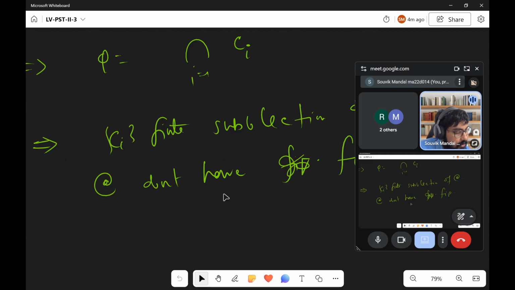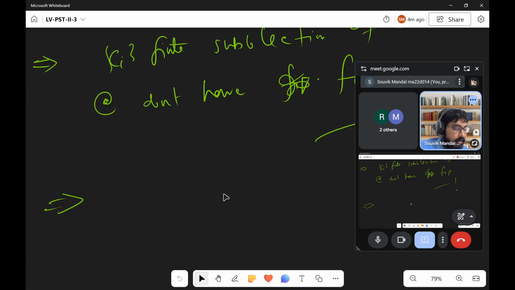But that contradicts the assumption that C has FIP, right? It's a contradiction. So that means our assumption was wrong. That means the intersection of the collection of C has to be empty. Is the argument clear? Yes or no? Sorry, it has to be non-empty, correct. So is the argument clear? Yes, sir. Please take your time, let me know.